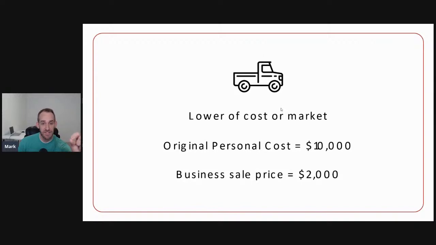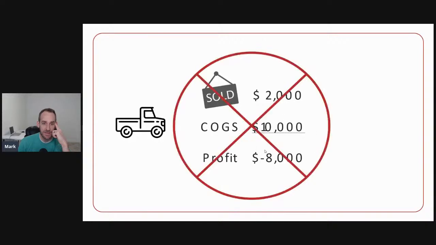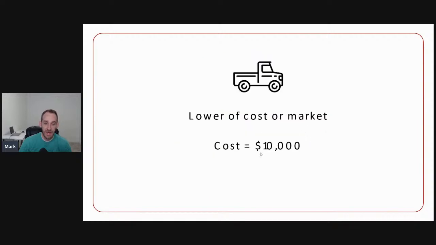So the original purchase price was $10,000. You sell it for $2,000. Your cost of goods sold is $10,000. Profit is negative $8,000. Is that incorrect, because is that truck really still worth $10,000? Is that your lower of cost or market value? So it costs you $10,000.